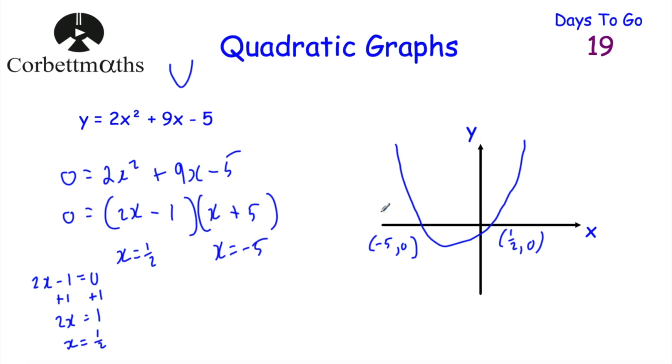So to find where it crosses the x-axis, we let y equal 0, to find where it crosses the y-axis, we let x equal 0. So whenever x equals 0, we would get that y equals 0 squared is 0 times 2 is 0, plus 9 times 0 is 0, and then we've got minus 5, so that means that y is equal to minus 5. So that point here would be 0, minus 5, and that's it. That's our sketch, and if you got that, well done.